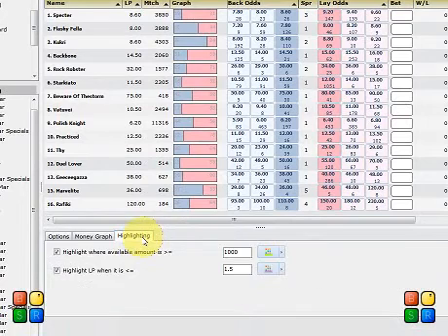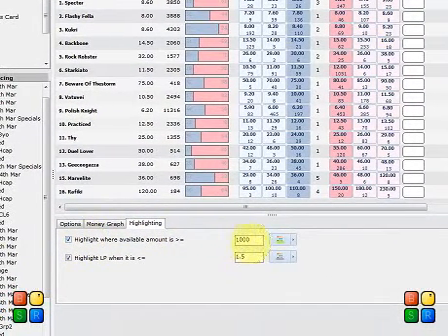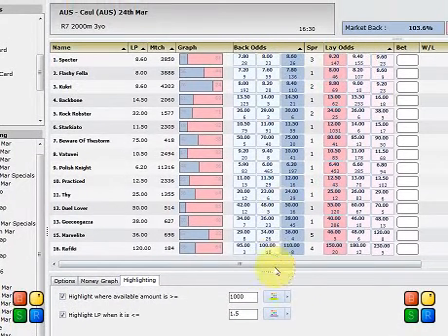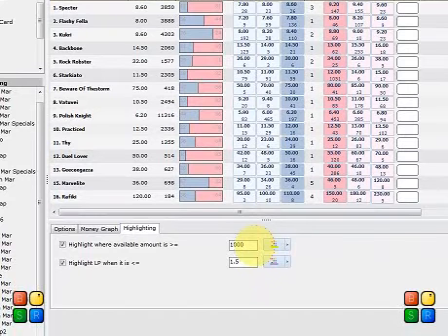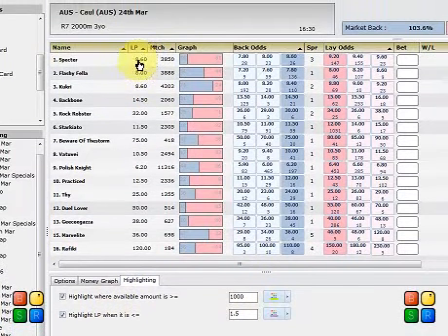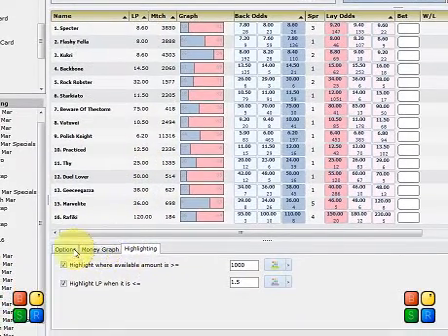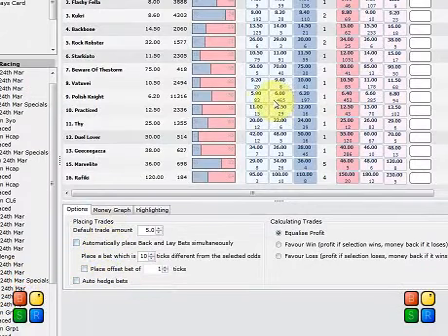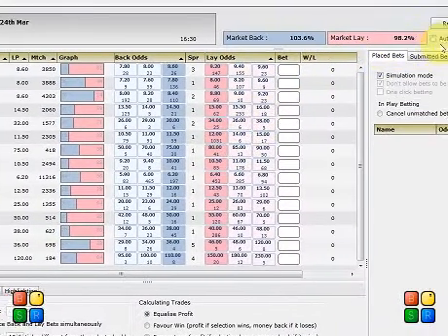And what I've done here is fill in this highlighting section where I want to display any of the odds here that have an availability amount of $1,000 or more, and I also want the last price to be highlighted if it goes below $1.50, so I can see who's likely to win. Now in the options, I've removed all the ticks from the boxes at the moment because we've got the race about due to start in a minute.